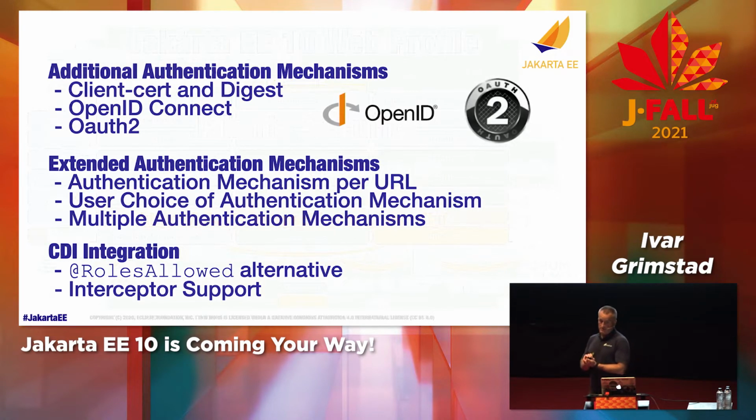And among the things that have been requested by many, and they're adding support for now, is OpenID Connect and OAuth 2. And also using authentication with client certificates and digest mechanisms. Also extending how the authentication mechanisms are used, so it's easier to configure different authentication mechanisms per URL. Have multiple authentication mechanisms in your application.